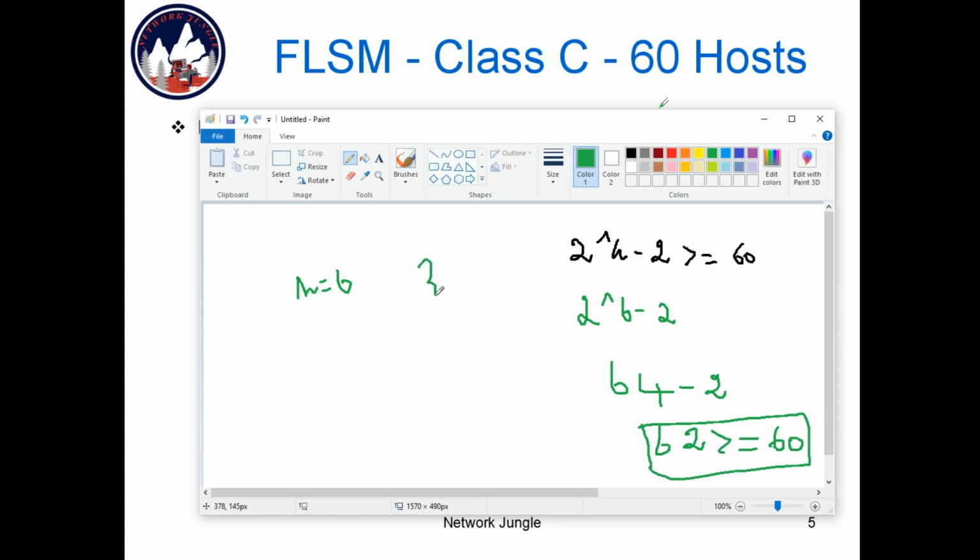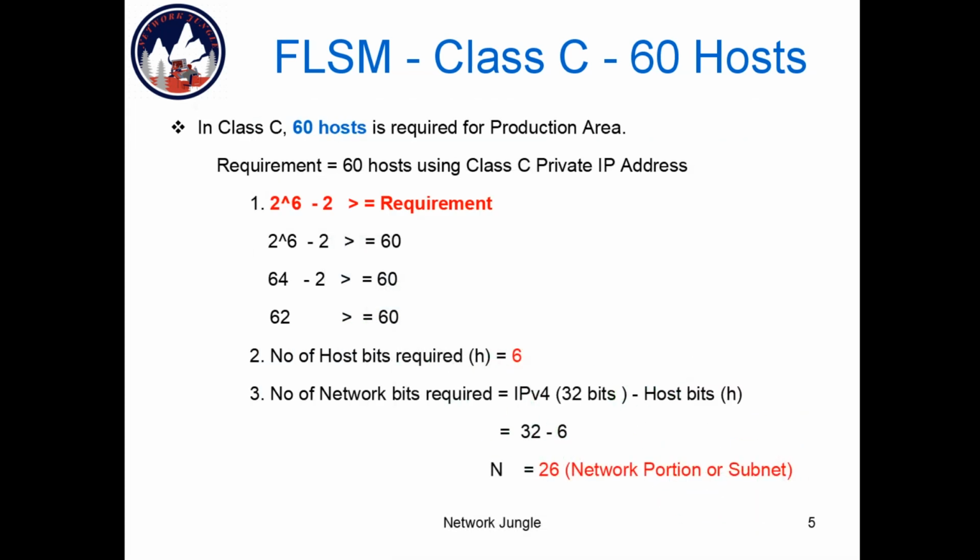Out of 32 bits, 6 bits are in the host portion, so the remaining bits are in the network portion. So here we use /26. 2 power 6 equals 64, and we get 62 valid IP addresses here. So 60 hosts are required for our production area. Based on the formula 2 power h minus 2 greater than or equal to the requirement, 2 power 6 means 6 bits in the host portion, then the remaining bits are the network portion. So n equals 26, h equals 6, totally 32 bits.